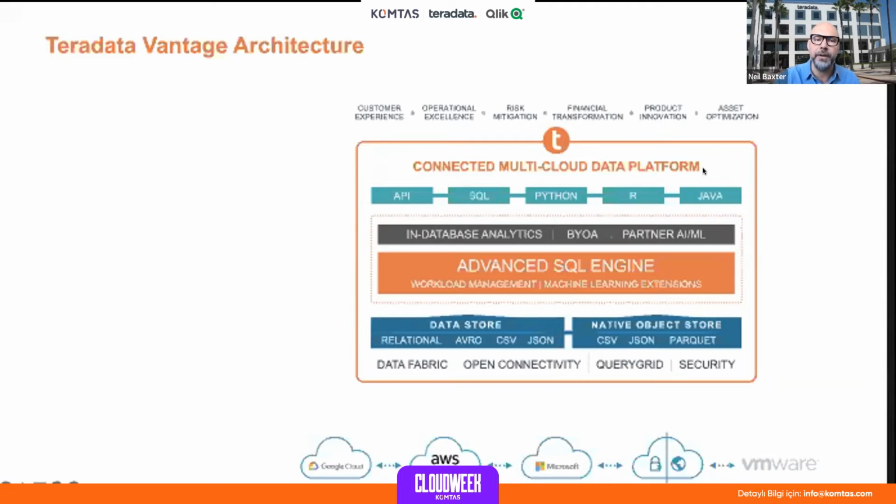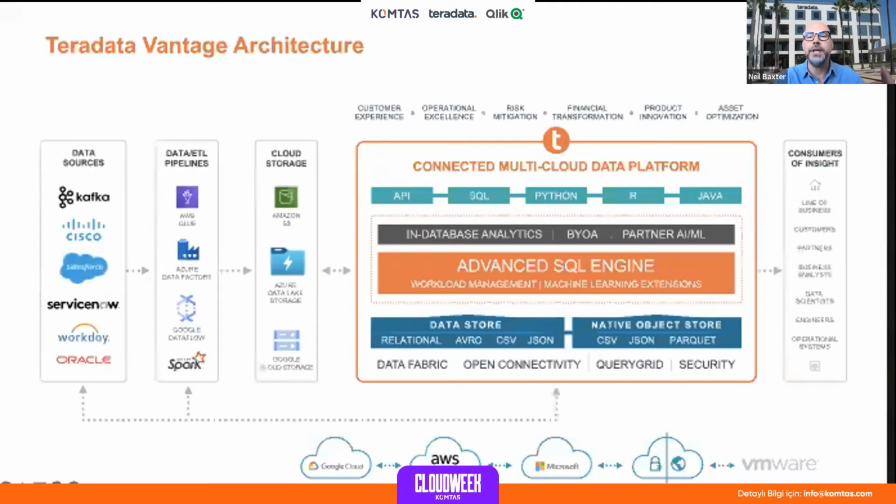And basically, you see this here, where we have the data sources, we have the SaaS solutions, and we have the data pipelines, things like AWS Glue or Azure Data Factory and so on. And just that whole story of Vantage being the central data and analytics platform in this ecosystem.